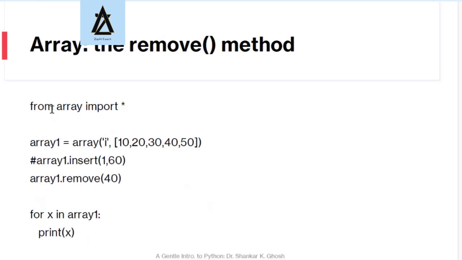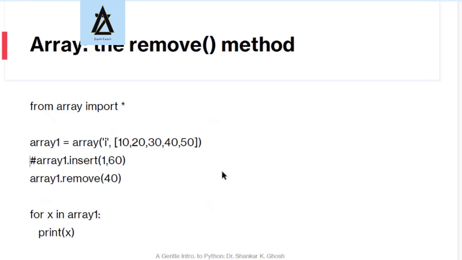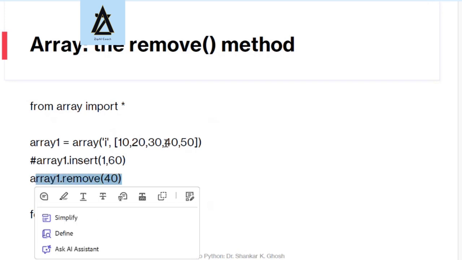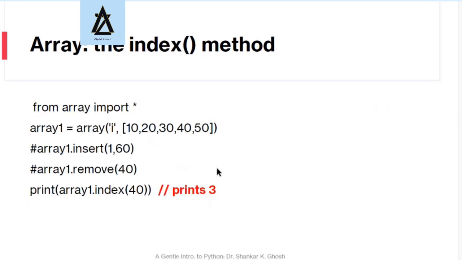Now, let's say you want to remove something. You inserted one element, right? So now you put a hash. Hash means you are not doing that, so basically commenting. You do not want to compile that particular statement. Now you write array1.remove(40). So the element 40 will be removed. And then you print, you'll see 40 is gone.